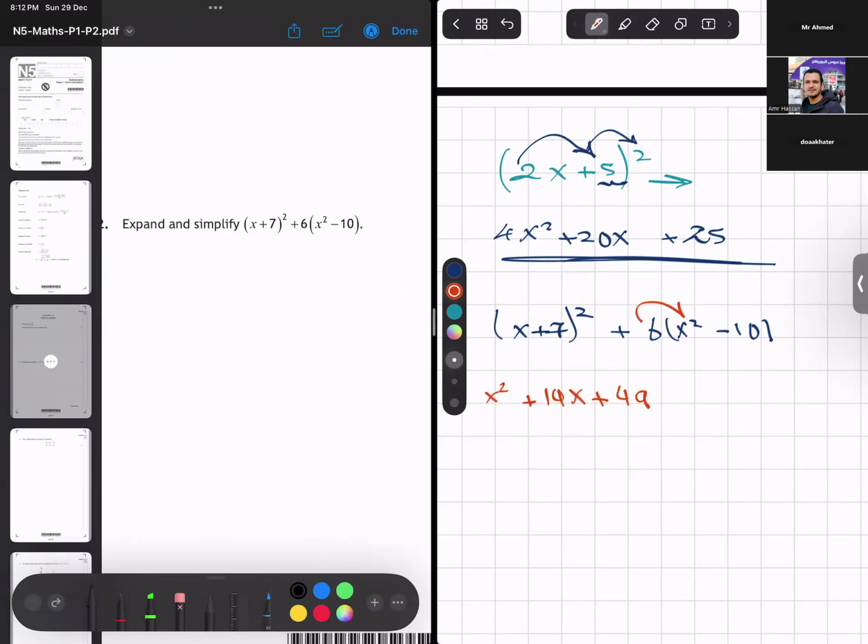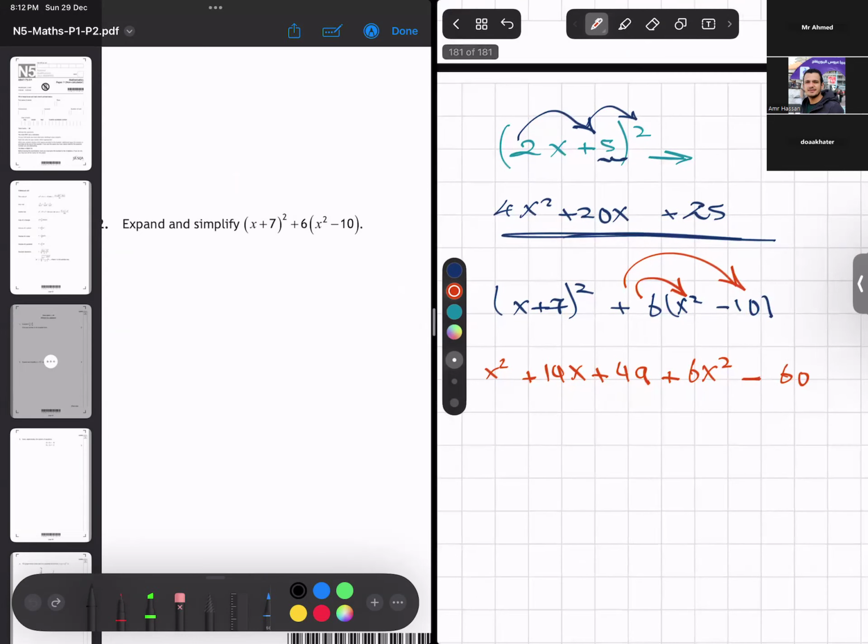And then this one we need to distribute it, right? Yeah. 36. No. 6x squared minus 60. And then we need to make it simple. I'm looking for the like terms now. Yeah. x squared plus 6x squared.